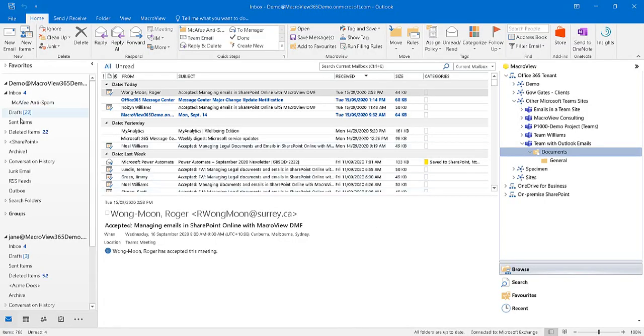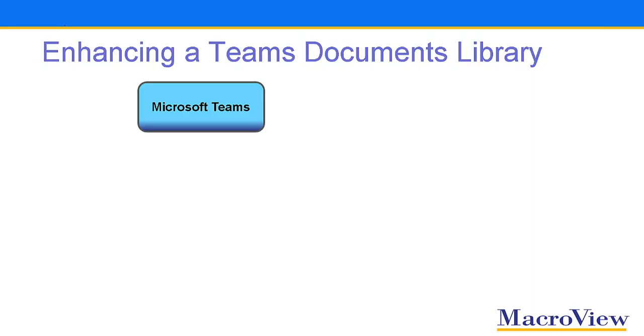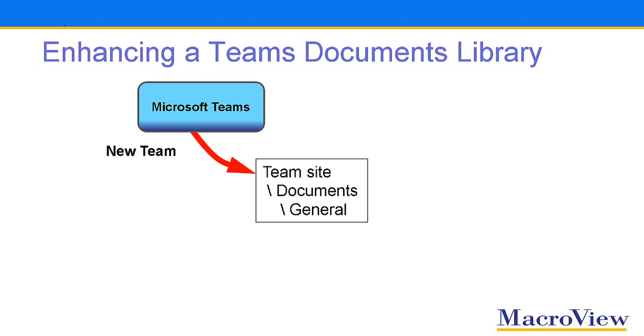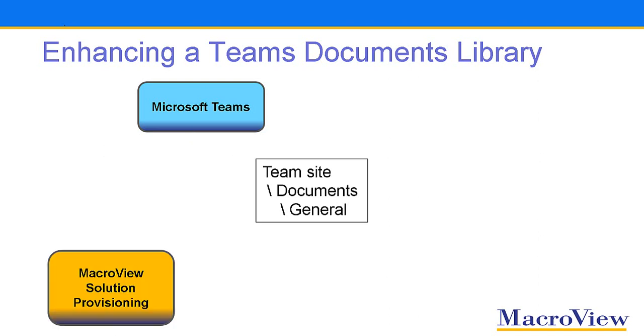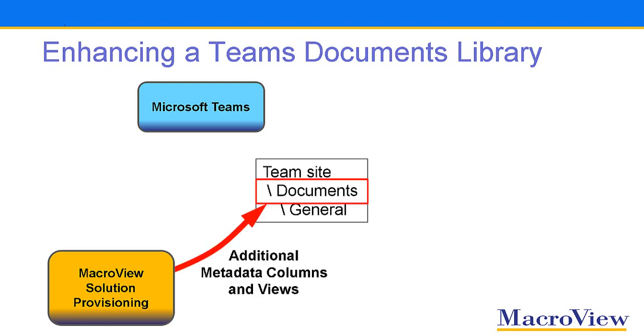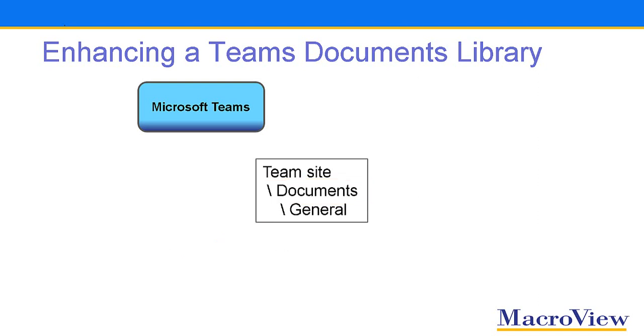Let's review the process diagrammatically. When it creates a new team, Microsoft Teams creates a new site collection in the SharePoint Online part of your Office 365 tenant. That team site contains a documents library and in turn a general folder. To enhance that team site so that it can manage emails properly, you use the MacroView Solution Provisioning tool. This extends that existing Teams document library so that it has additional metadata columns and views for managing emails.